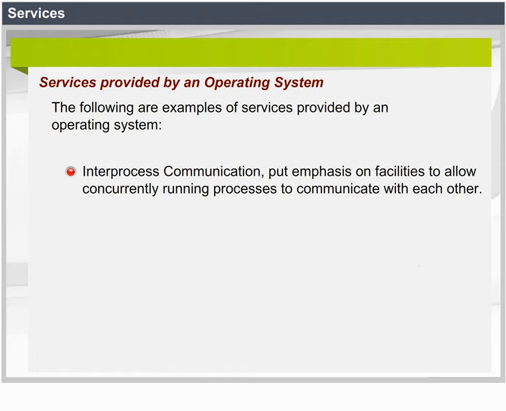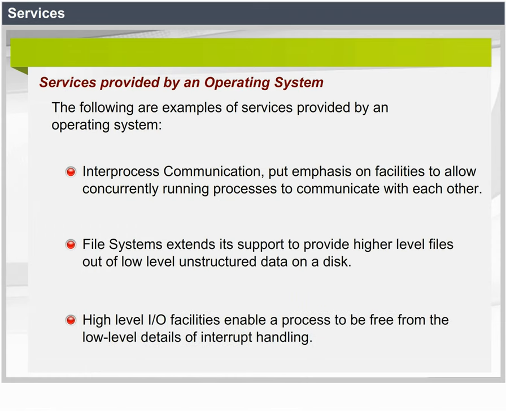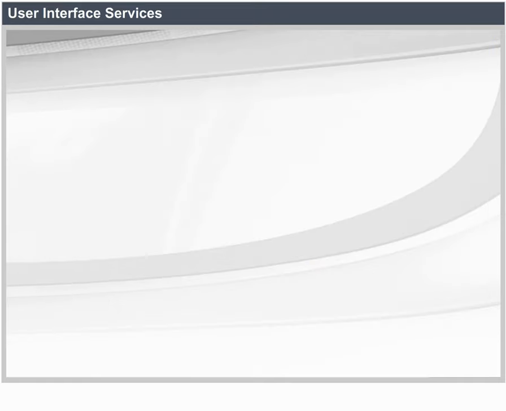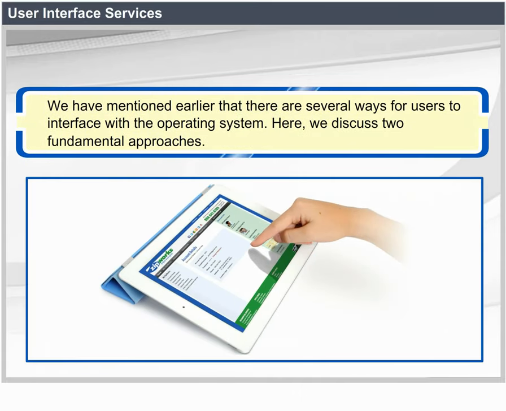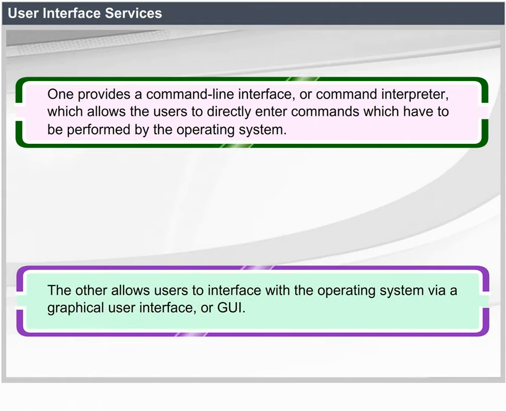File systems, which provide higher-level files out of low-level unstructured data on a disk. High-level I/O facilities, which free a process from the low-level details of interrupt handling. User interface services. We mentioned earlier that there are several ways for users to interface with the operating system. Here we discuss two fundamental approaches. One provides a command line interface or command interpreter that allows users to directly enter commands to be performed by the operating system. The other allows users to interface with the operating system via a graphical user interface, or GUI.